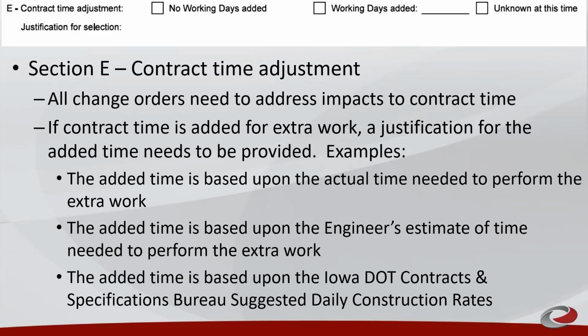Contract time adjustment. All change orders are required to address impacts to contract time. If extra time is added to the contract for extra work, a justification for the added time needs to be provided. Here are a few examples of justification.